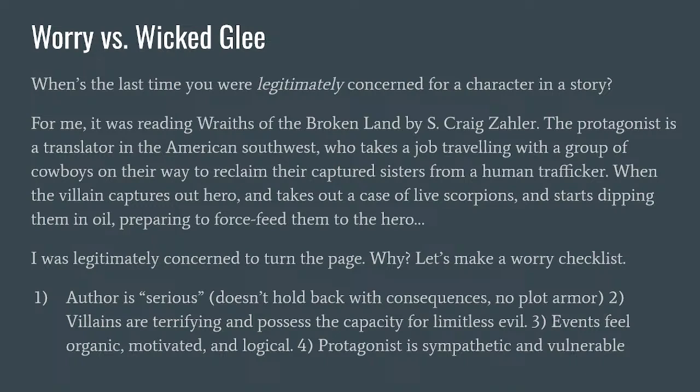And four, our protagonist is sympathetic and vulnerable. So if they're sympathetic, we won't have any wicked glee. We shouldn't usually have wicked glee towards characters that we like. We are worried for them, which you could view as its own type of weird wicked glee, but that is neither here nor there. The character is sympathetic and vulnerable, meaning that even if they are competent, they are in actual danger here and they are scared. They should be scared. There has to be a really, really good reason why your character is not scared in a slasher movie.